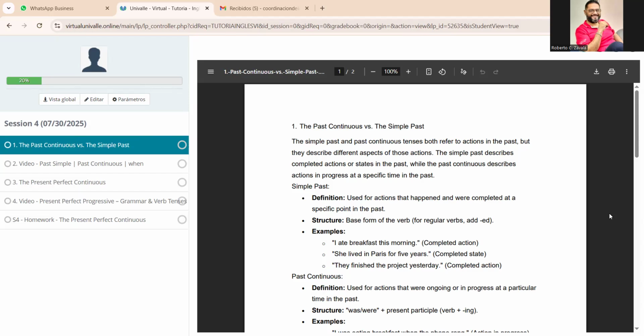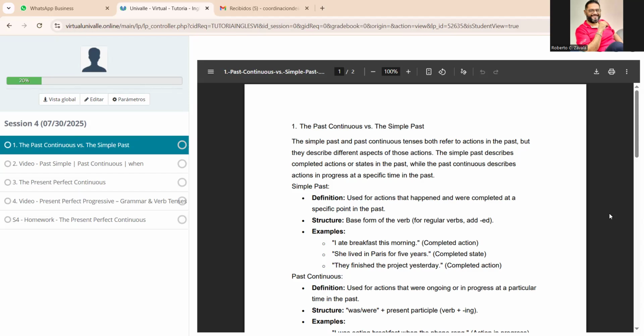So technically, simple past, the action started and ended in the past. It didn't continue in the past. Simple past is used for actions that happened and were completed at a specific point in the past. Just like I was explaining, it started, it ended in the past. The structure, we use the base form of the verb for regular verbs, add ed. Examples: I ate breakfast this morning. The action is completed.